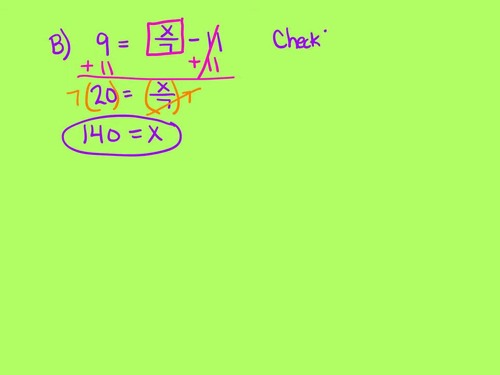To check our answer, we have 9 equal x divided by 7 minus 11, where x was 140. And we want to see if this is correct. So on the left side, we have 9. And then 140 divided by 7 is 20. 20 minus 11 is 9, so yes, this was correct.